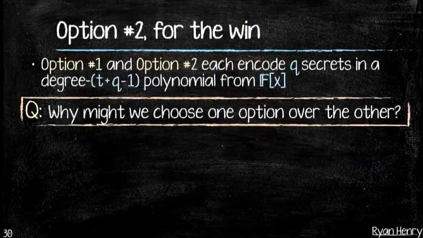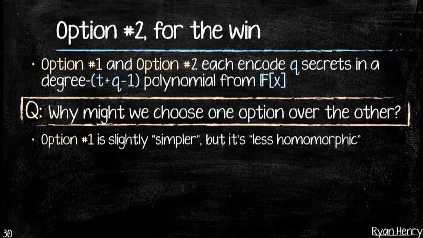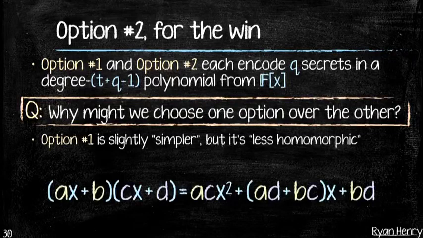The question is, why might we want to use one version over the other? And in many cases, it really doesn't matter which one you use, but in our case, the second option has a distinct advantage. If you look at the first option, it's conceptually really simple: the secrets are just coefficients. You interpolate that polynomial and you read the coefficients off, but it's only kind of homomorphic. So if you multiply two of these polynomials together, that first secret multiplies together. But the secret that you get on the linear term here isn't the product of the linear terms of the two polynomials you multiplied together.